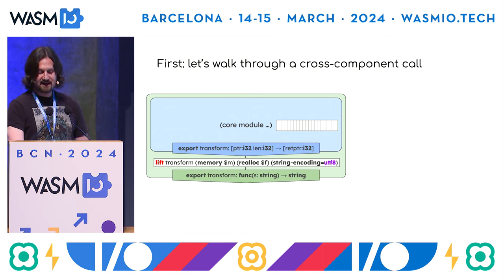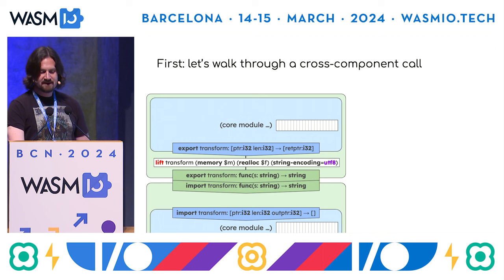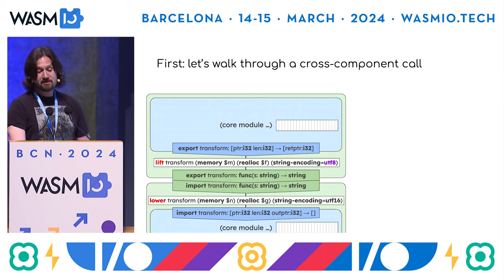And the point is, I can have another component that imports this transform function, and it has its own core module and its own linear memory, and it can lower this imported transform function, which is the opposite of lift, lowering a component-level function into a core function and getting to specify the same sort of options, like this memory, this allocation function, and maybe I want to use UTF-16 in this component. And it's the component model's job to make this call just work. So how does it just work?